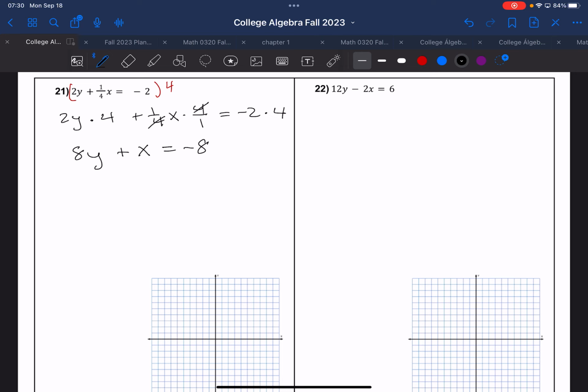Okay. First step to get y by itself is to move what? X, so subtract x. And I get 8y is equal to negative x minus 8. And then divide everything by 8. I get y is equal to what? Someone said it a little louder. Negative 1x over 8.